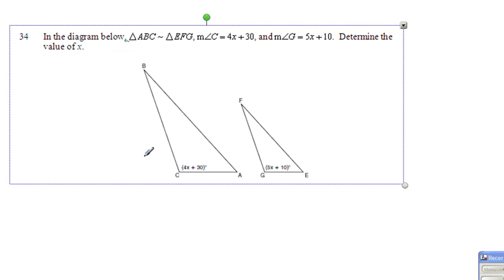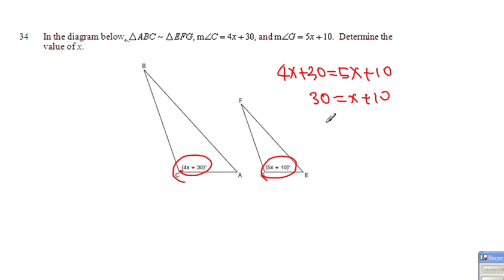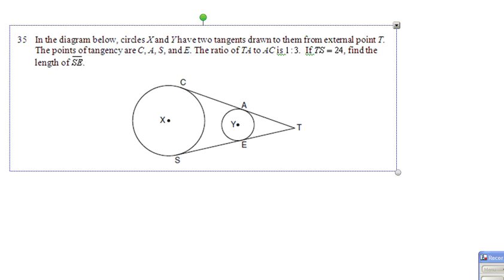All right, here, two similar triangles, that means angles have to be equal to each other. So we have 4x plus 30 must be equal to 5x plus 10. And when you subtract 4x from each side, we get 30 equals x plus 10. When you subtract 10, x equals 20. That becomes our answer.